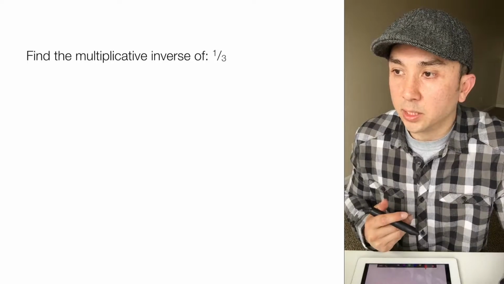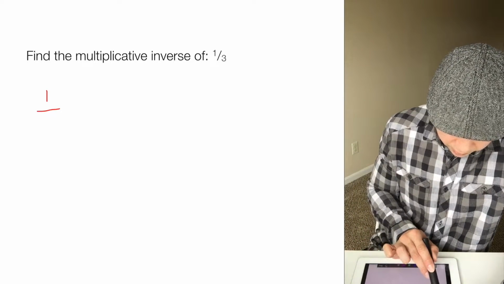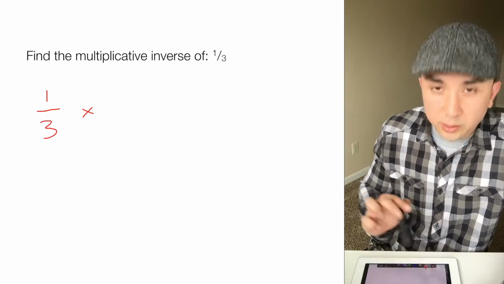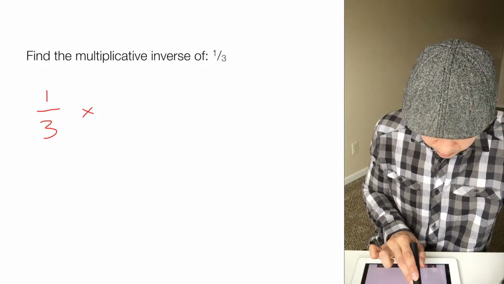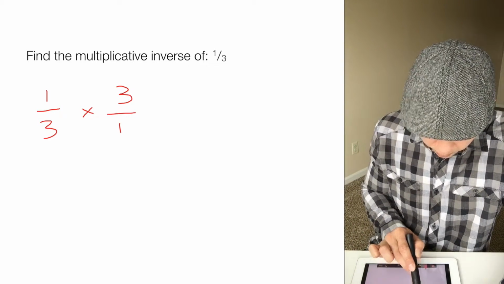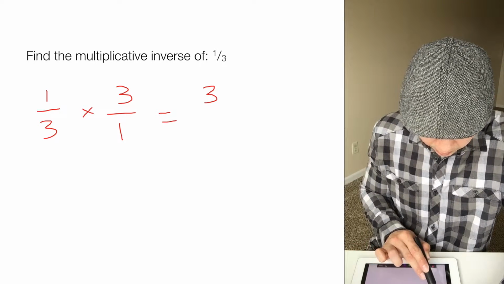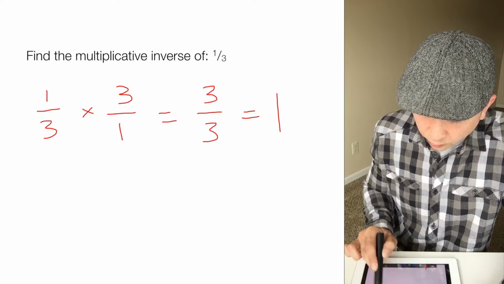Now let's find the multiplicative inverse of 1/3. So we have 1 over 3. Its multiplicative inverse is the opposite, so we just flip it over. Its reciprocal is 3 over 1. Now 3 times 1 is 3, and then 3 times 1 is 3. So 3 divided by 3 is 1.